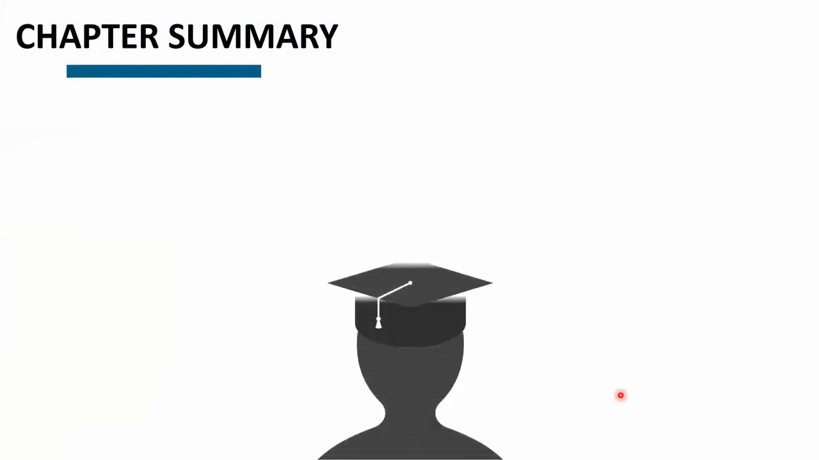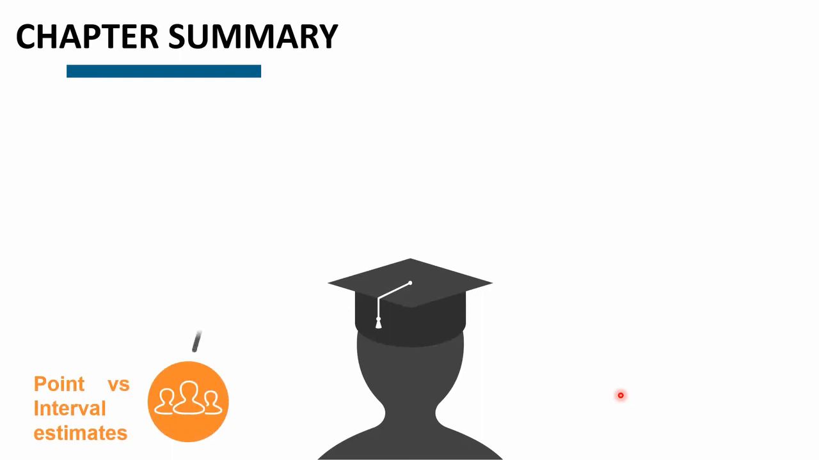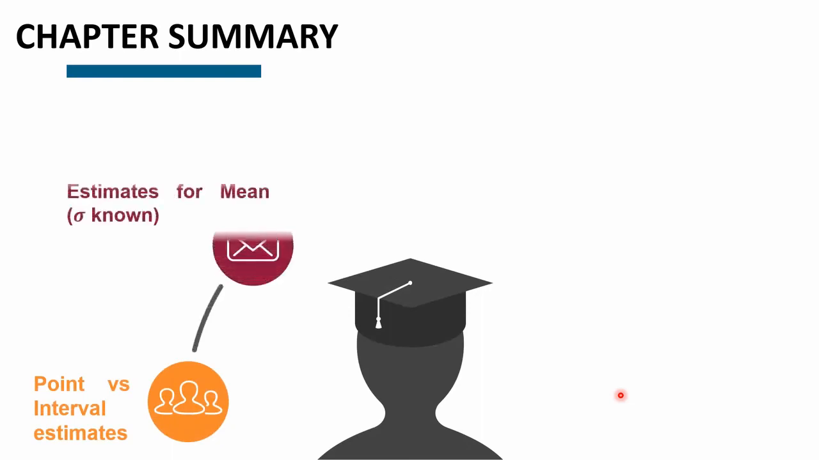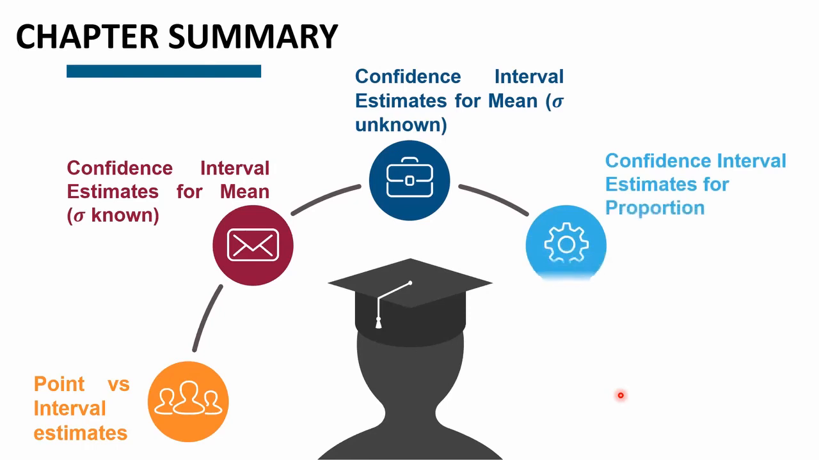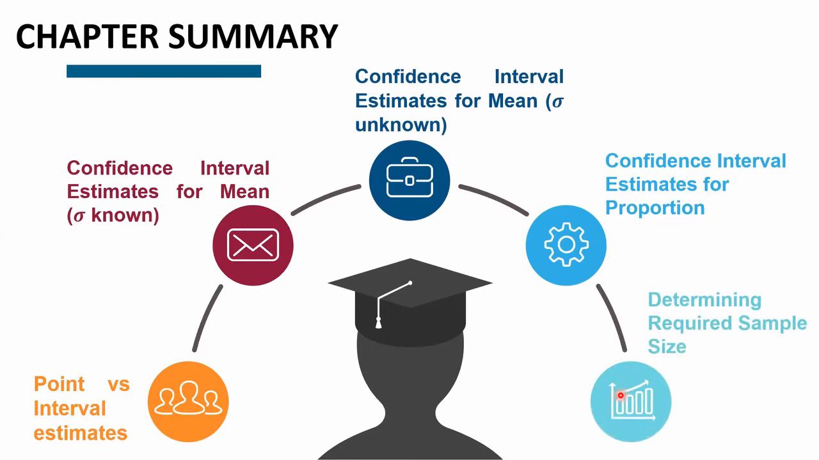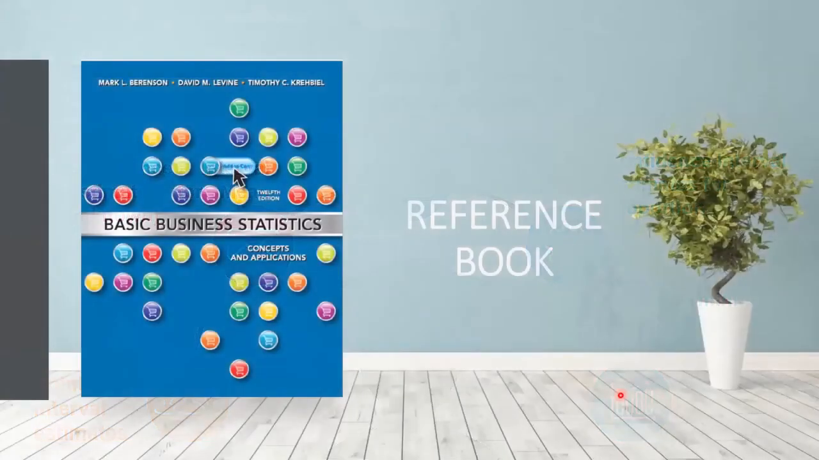So that brings an end to this chapter. Let's have a quick recap of what we did. We talked about point versus interval estimates. Then we talked about confidence interval estimates for the mean in the case of sigma known and in the case of sigma unknown. Then we talked about confidence interval estimates for proportion. And then finally, we talked about determining required sample size.